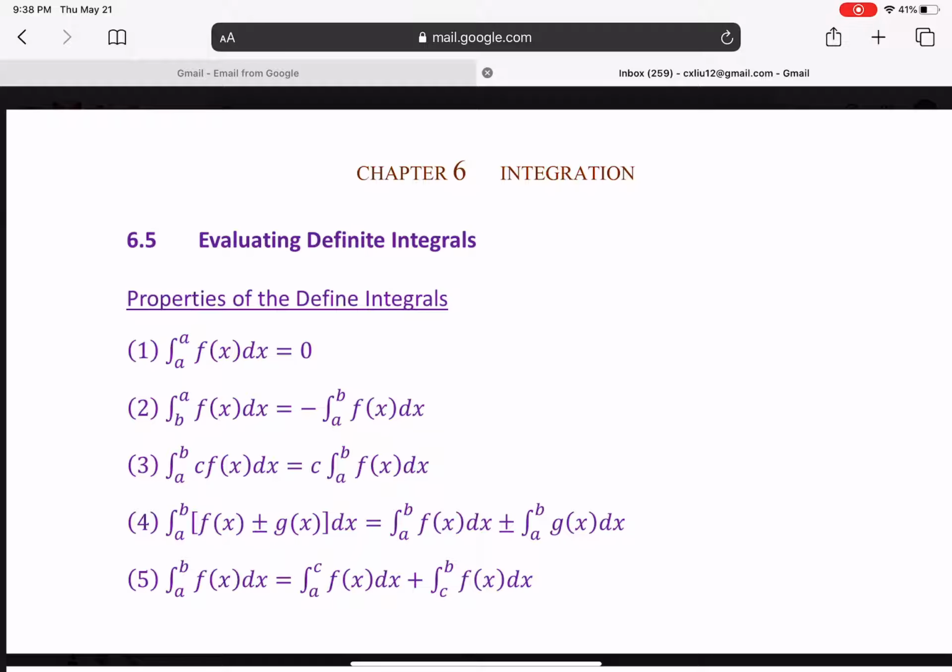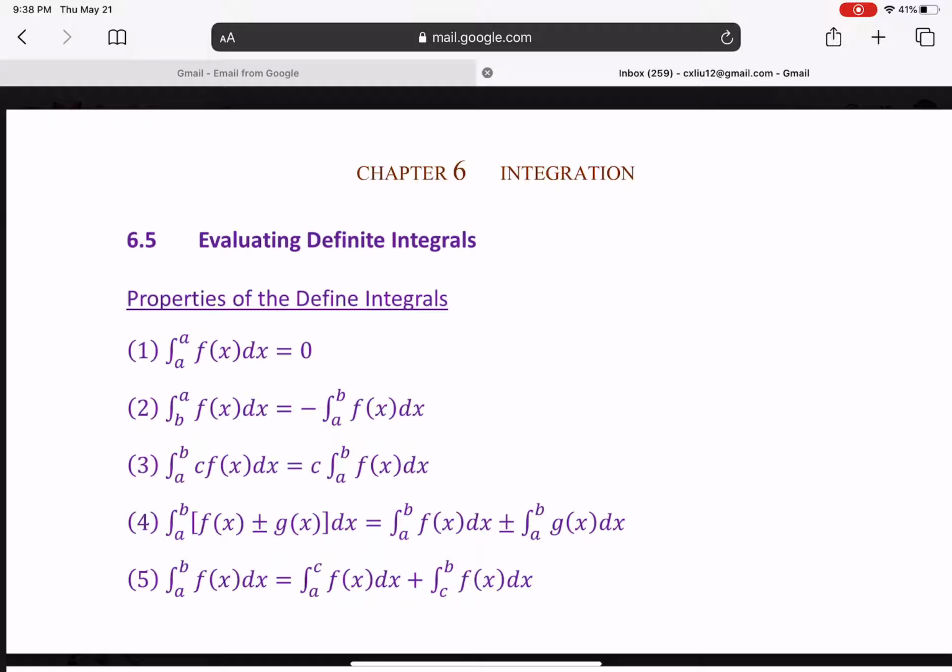Property 4, if you integrate the sum or difference of two functions from a to b, you can always integrate each function from a to b and then add or subtract them. And property 5, when you integrate a function from a to b, you can always split it into two, one from a to c and the other from c to b for the same function.